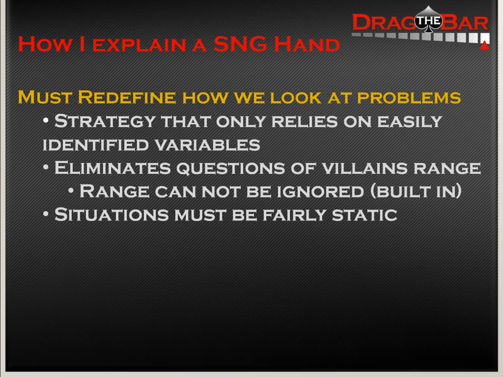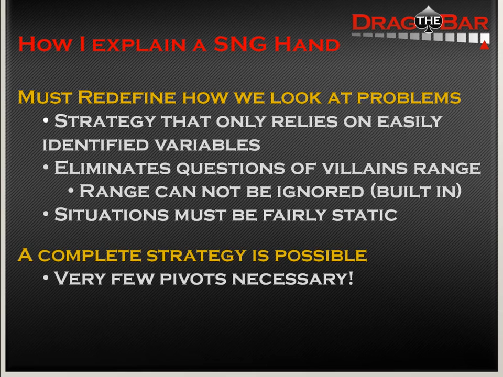Even if the villain's range that we're playing against is going to change a little bit, we want the situation to still remain the same, and we want the range that we would choose to respond with to be fairly static. So, the exciting thing, which I found out, is that a complete strategy is actually possible, and very few pivot points are needed to come up with a fairly complete strategy of how to play sit and goes.